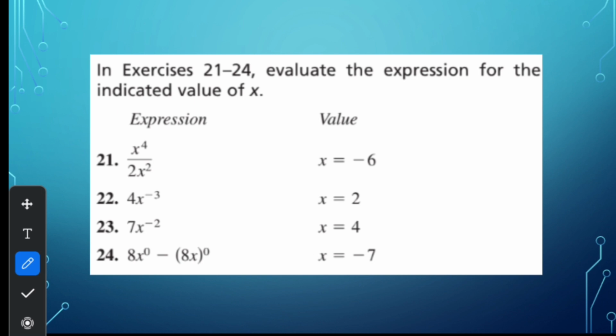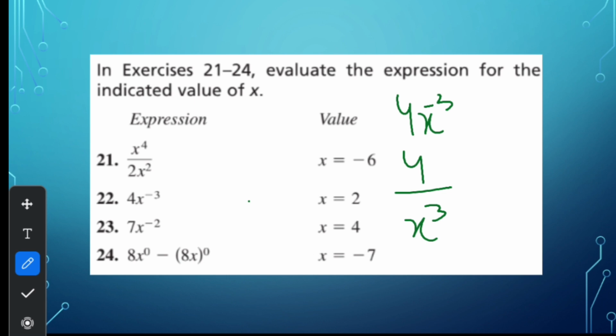Okay, in questions from 21 to 24, you are required to evaluate the value of the expression after simplifying them. So let's see question number 22 first. In question number 22, we are given 4x to the power minus 3. So students, you can see that the power over the base is negative, so we'll make it positive first. We see if these can be simplified here. 4 and x cubed cannot be simplified because 4 is a number and x is a variable.